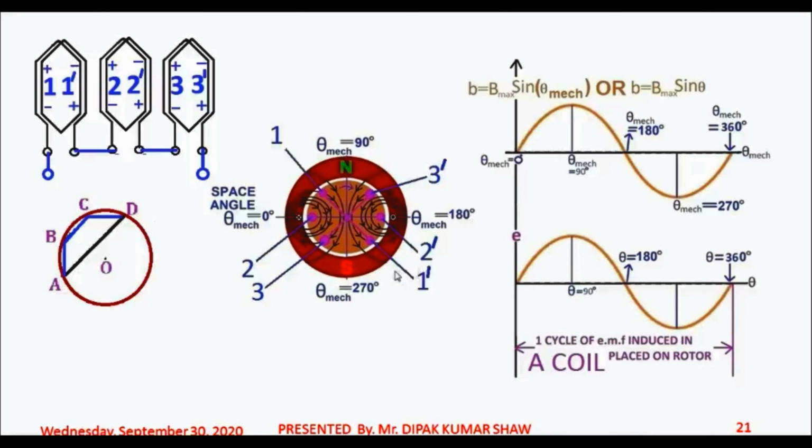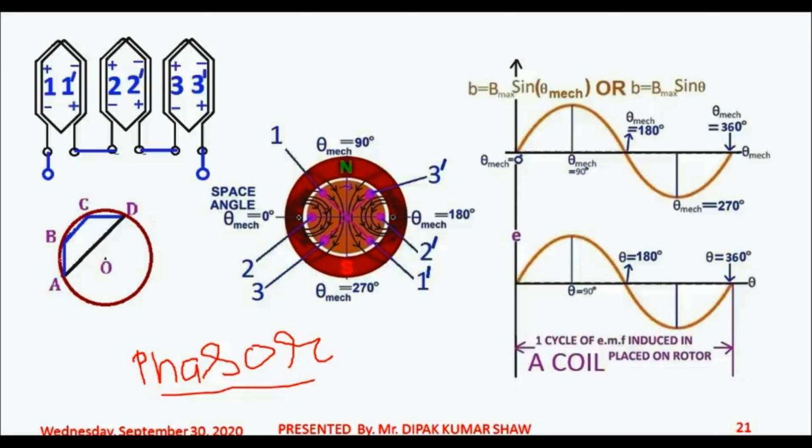So in this particular case also, the three coils 1 1 dash, 2 2 dash and 3 3 dash are distributed over the rotor periphery. However, they are connected in series, so their EMF will be added, but the addition of the EMF cannot be arithmetic. We have to take the phasor addition. This is the important word: we have to take phasor addition of the EMF induced in the three coils, not the arithmetic sum.